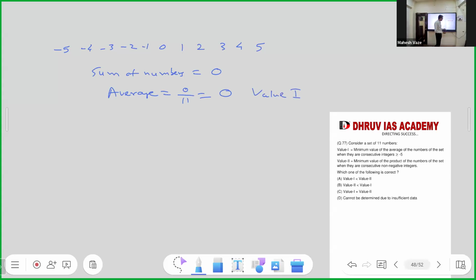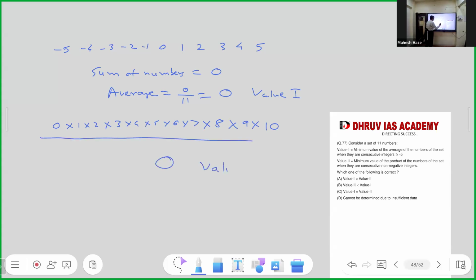Now see the second part. Minimum value of the product of the numbers of the set when they are consecutive non-negative integers. The word used is non-negative integers, which means 0 can be there. 0 is non-negative. So you can start with 0 into 1 into 2 into 3 into 4 into 5 into 6 into 7 into 8 into 9 into 10. So 11 integers will satisfy this condition. They are consecutive non-negative integers, which can include 0. But here the product is again 0, which is value 2.